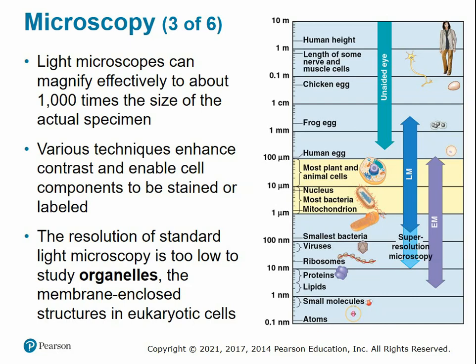The resolution of our standard light microscopes is generally too low to study the organelles or the small components in eukaryotic cells. Here is showing light microscopes. We can see some bacteria on the highest power, but really the only component of a eukaryotic cell that you'll be able to see with our standard microscope would be the large nucleus in the middle of the cell. You won't really be able to see things like the mitochondria or some of the smaller organelles or structures inside the cell.